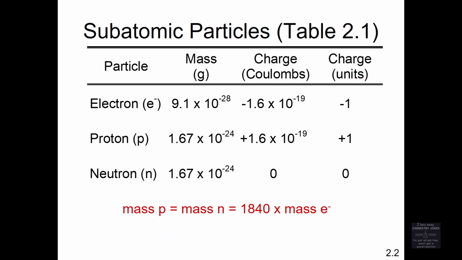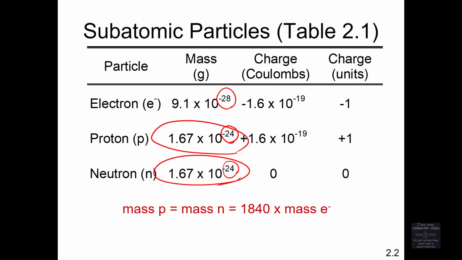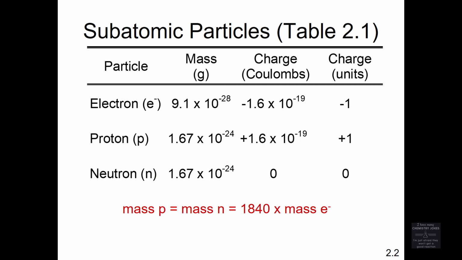Here's a table summarizing this, kind of. A neutron and proton have the exact same mass. They're considered heavy. This number is way bigger than that number. Electrons are very light particles. So protons, neutrons, electrons, those are all considered subatomic particles, meaning smaller than an atom. Atoms are composed of these particles. Electrons have a -1 charge. Protons have a +1 charge. Neutrons are neutral.